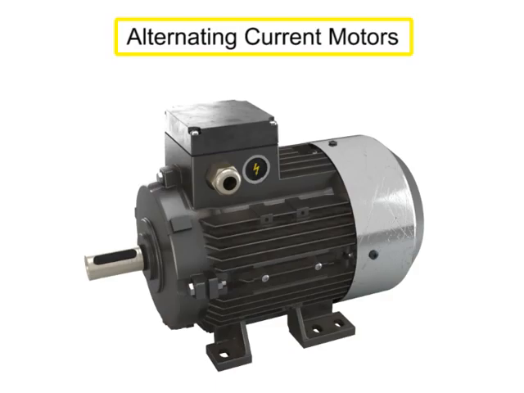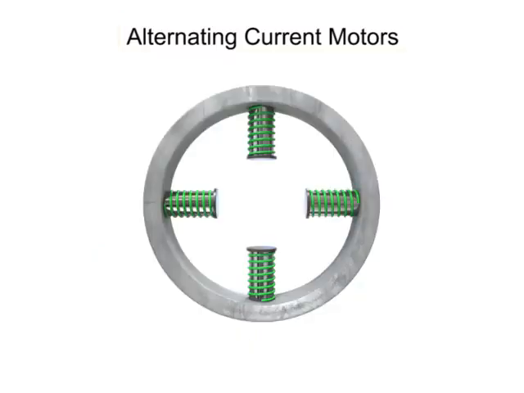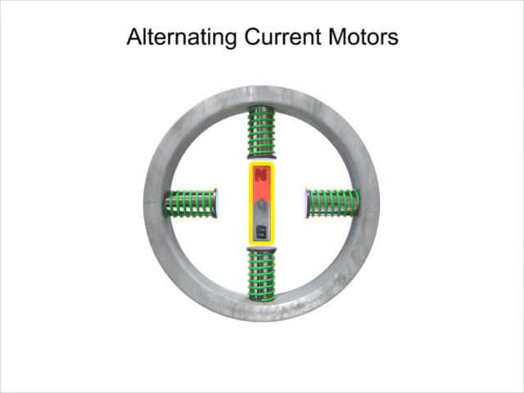Alternating current motors function based upon the principle of having polarities within a rotating magnetic field. Inside an AC motor are housed stationary electromagnetic coils, or stators, positioned around a movable magnet called a rotor.